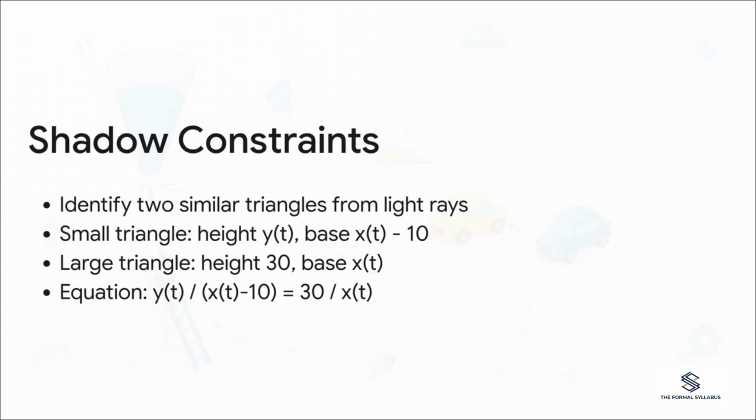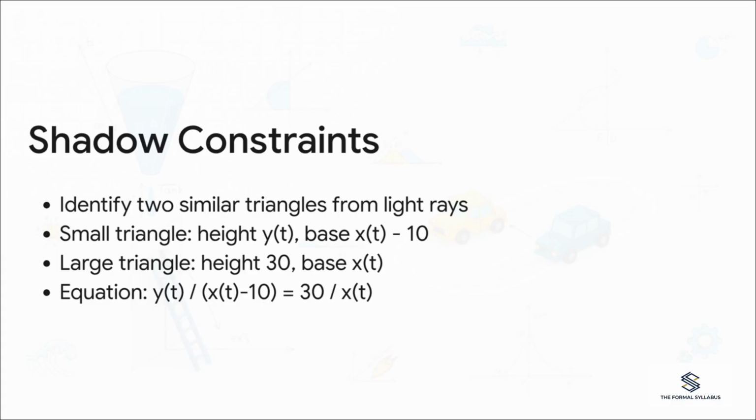Just like with the water tank, the secret sauce here is similar triangles. We've got a massive triangle formed by the 30-foot lamp and the entire horizontal distance to the tip of the shadow, x. And nested right inside it, there's a smaller right triangle formed by the object y and its distance to the shadow tip, which is x minus 10.